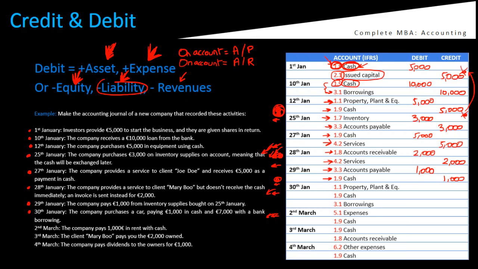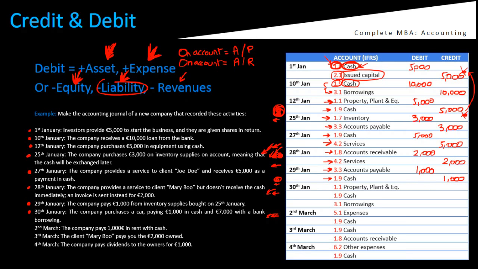Here the company purchases a car, paying 1,000 euro in cash and 7,000 euro with a bank borrowing. Well, if you check here, we're having three different accounts. First, we're purchasing a car, so our property, plant and equipment is being increased. How much? We'll see that now.